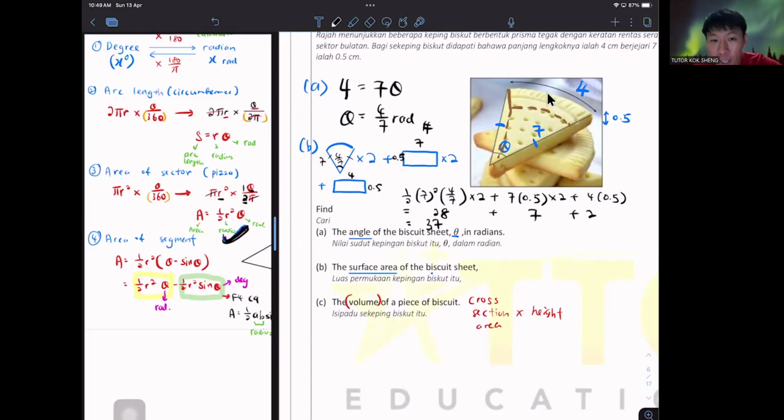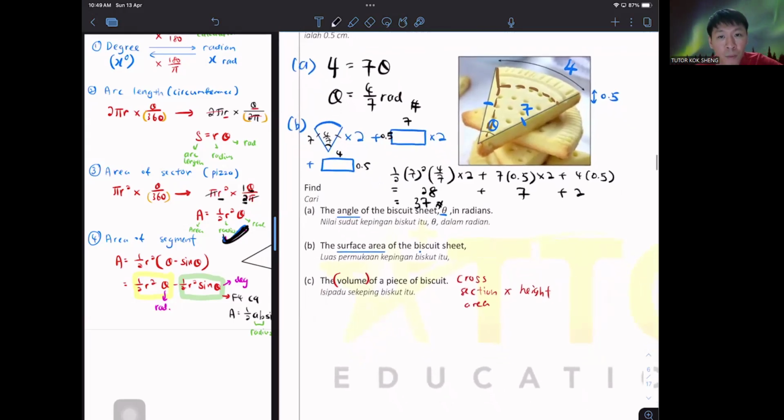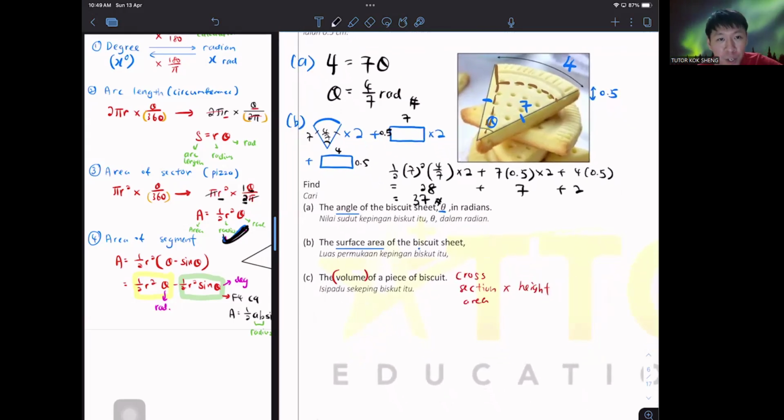The answer at the bottom is just 14, right? Because they only find this part only. 1 over 2, 7 squared, 4 over 7. 2 marks. Easy.